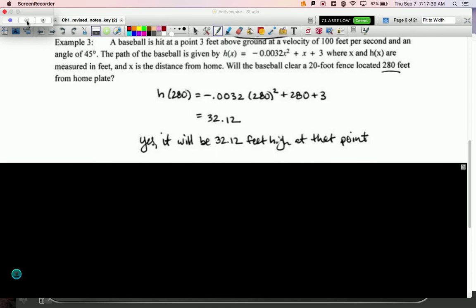So if we look at this example, what they're asking you to do is plug the 280 into the equation for your x's. And so if you just go to your calculator, carefully type everything in, use parentheses around the 280 on the squared, you're going to find out that the ball should be at a height of 32.12 feet. So yes, it'll clear the fence for a home run.